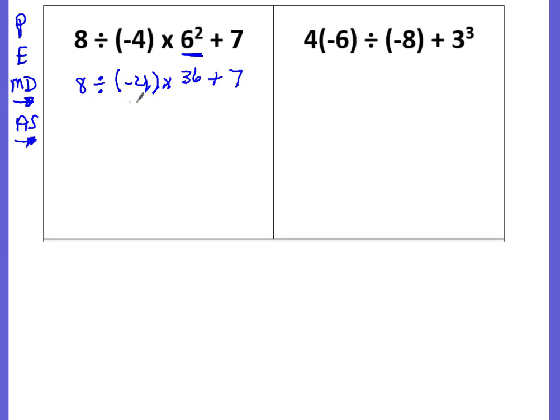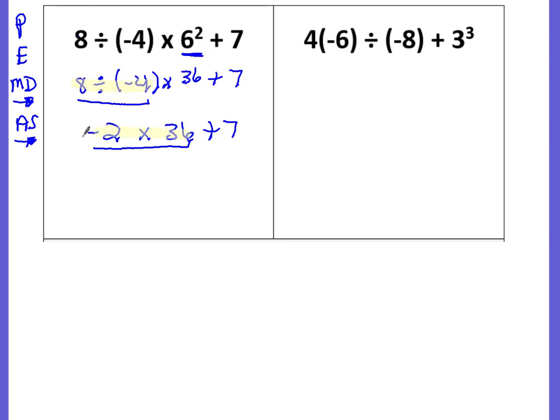So going through, right away, the first thing I see is a division. 8 divided by -4. This is what I'm going to solve first. I know that 8 divided by 4 is 2, and because the signs are different, it makes it a -2. Bring down everything else. Times 36 plus 7. Okay, am I done with multiplication and division? No. Here's a multiplication. So I need to do this next.